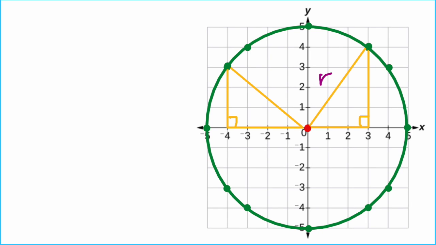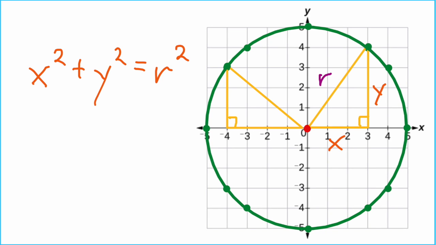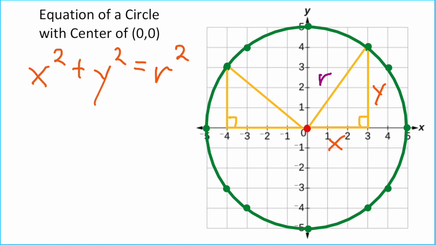Let's look at the very first right triangle that we made. Let's go ahead and label the x value, that leg, x, and then the vertical leg will be y. And then if we write Pythagorean theorem, we get x squared plus y squared equals r squared. So this is the easiest equation for a circle. But this circle always has a center of 0, 0.